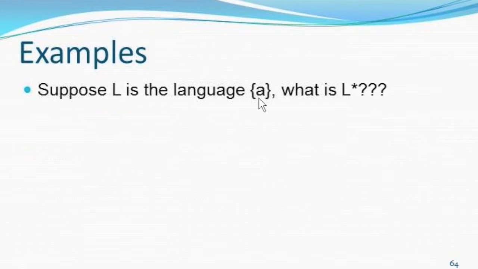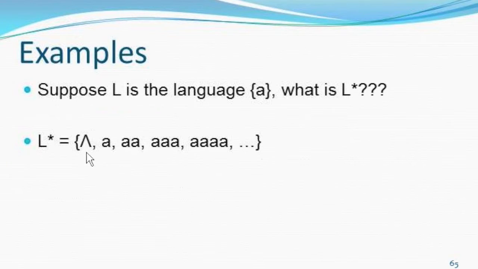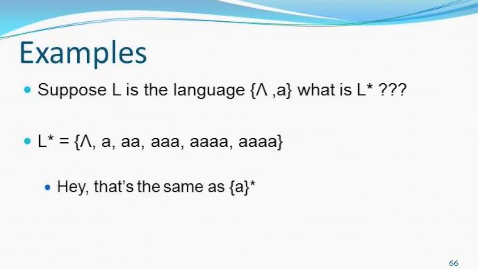So, for example, if L is the language which consists of just the string A, and we ask what is L star, we get L to the 0, which is lambda, L to the 1, which is A, L squared, which is AA, and so on. Right? And by the way, it's interesting to note that that's the same as if I treat this as an alphabet, right? Then I get the same answer.